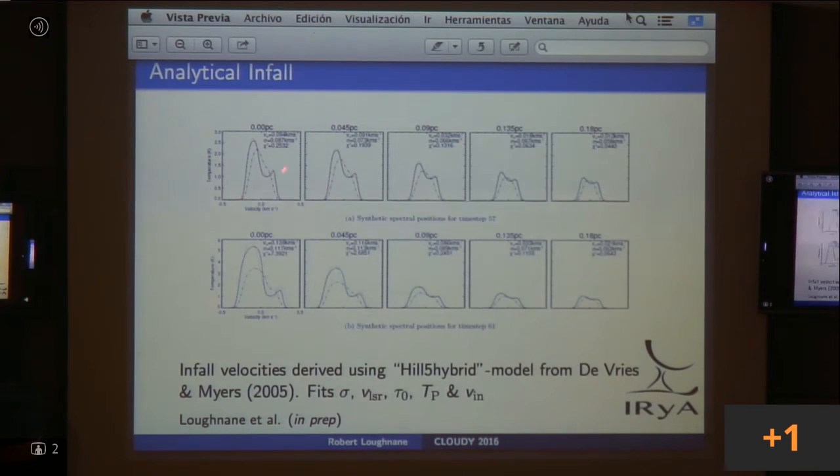We also fitted the self-absorbed line using the HILL5 hybrid model from De Vries's paper in 2005. 5 stands for the number of parameters which are derived from the fit. These include the line width dispersion, the systemic velocity, the optical depth, the peak temperature of the self-absorbed line, and the infall velocity, which remarkably are of an order similar to that found by Chang-Won Lee in 2001 for low mass cores, around 0.1 to 0.15 kilometers per second.